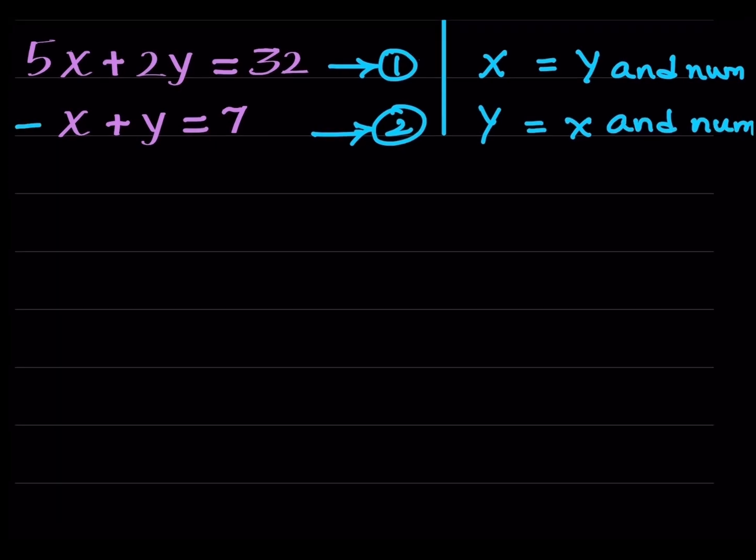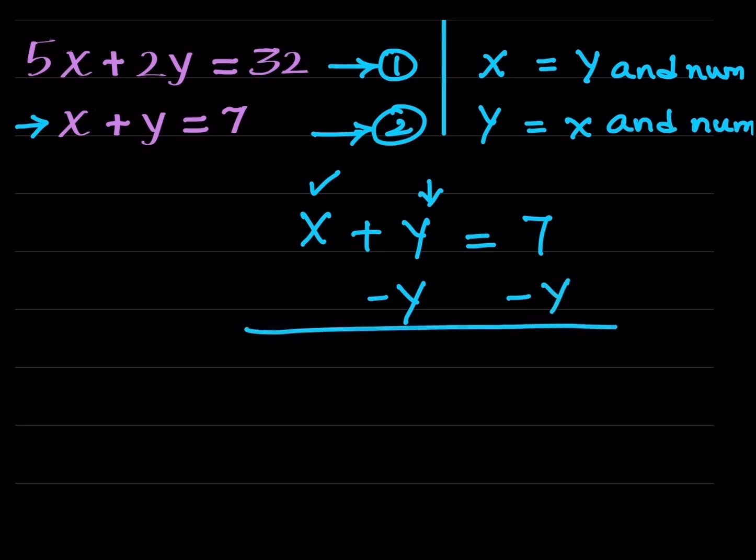I am going to take equation number 2. x plus y is equal to 7, and I am going to change it in terms of x. So I am going to keep x on the left hand side and I don't want the y value. So I am going to subtract y on both sides of the equation so that the equation doesn't change. So this cancels out. So x is equal to 7 minus y.